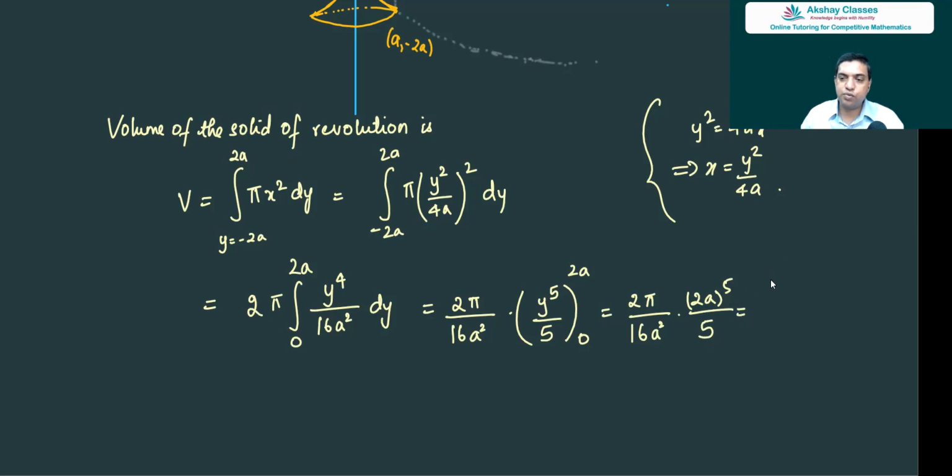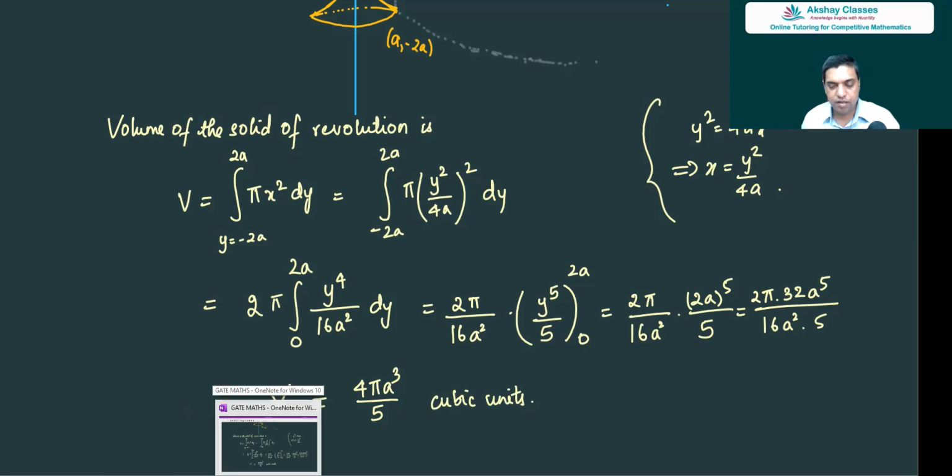So 2 pi by 16a square, then 2a to the power 5 upon 5. 2 power 5 is 32. 2 power 4 is 16. So we get 2 pi into 32 a power 5 by 16 a square times 5. So this simplifies to 16 to 32. So we get 4 pi a cube upon 5 cubic units. This will be the volume of the solid of revolution.